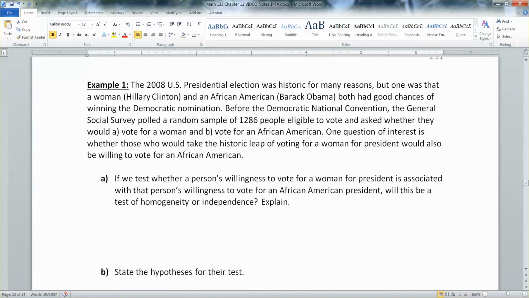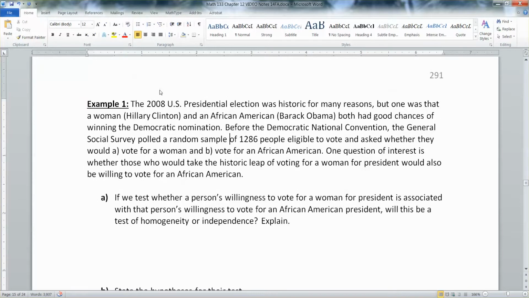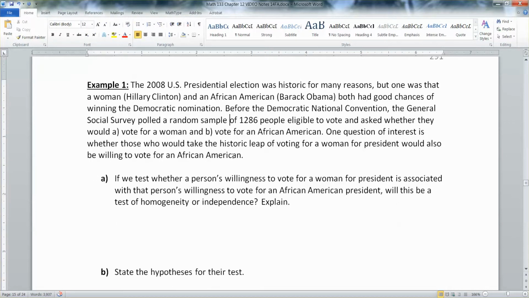The 2008 US presidential election was historic for many reasons, but one was that a woman, Hillary Clinton, and an African American, Barack Obama, both had good chances of winning the Democratic nomination. Before the Democratic National Convention, the General Social Survey polled a random sample of 1,286 people eligible to vote and asked whether they would vote A for a woman and B for an African American. One question of interest is whether those who would take the historic leap of voting for a woman for president would also be willing to vote for an African American.